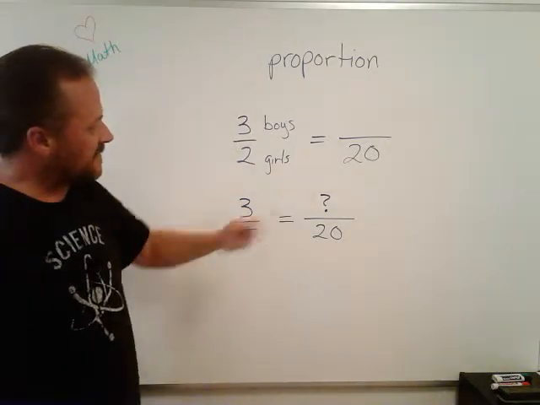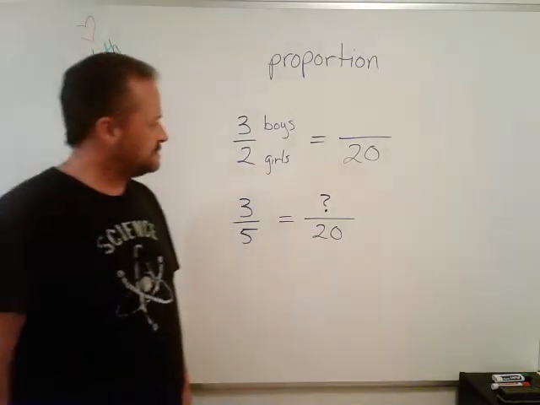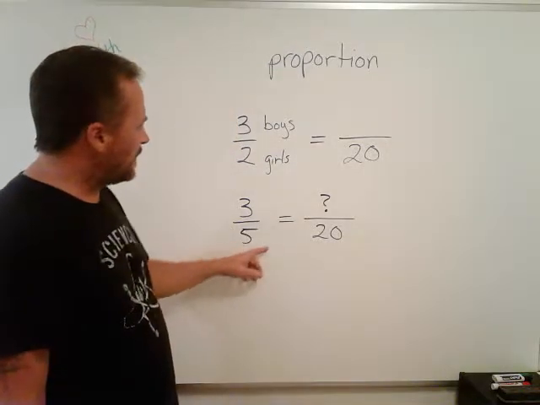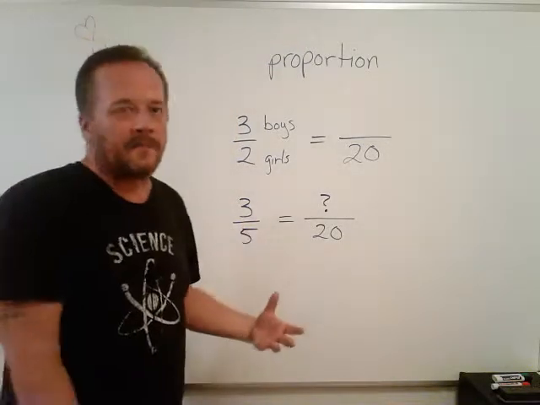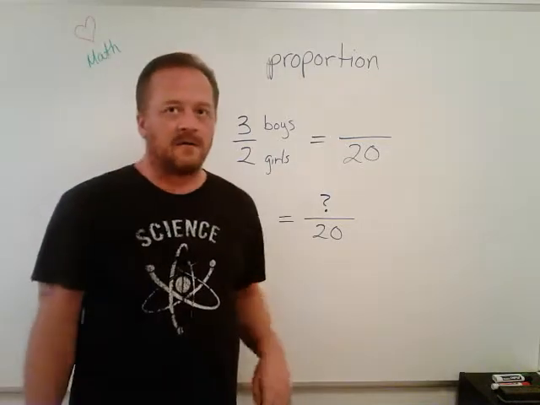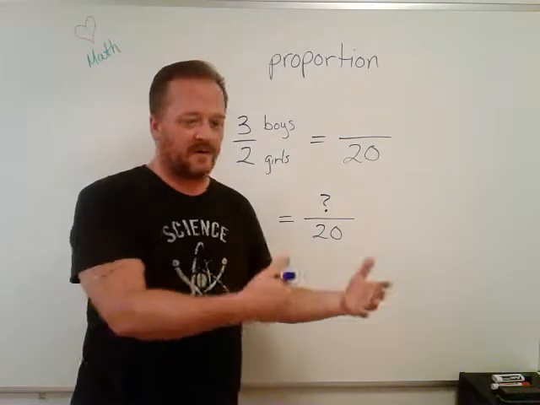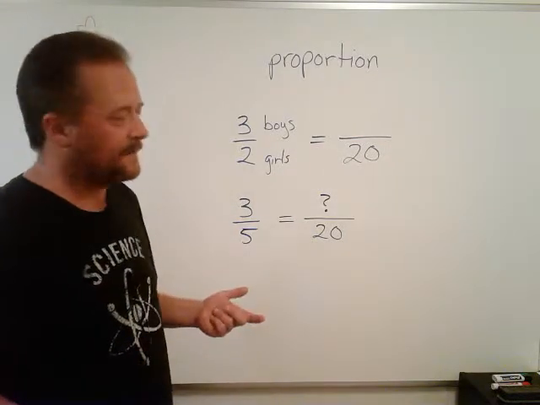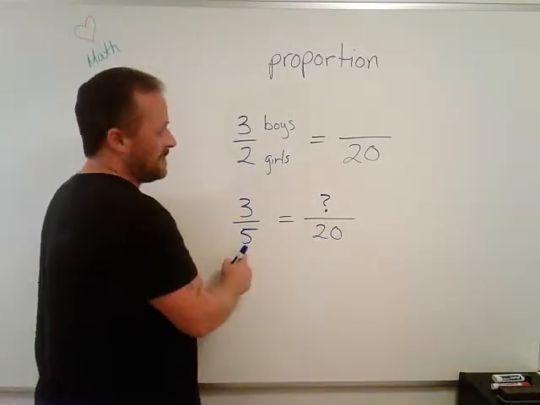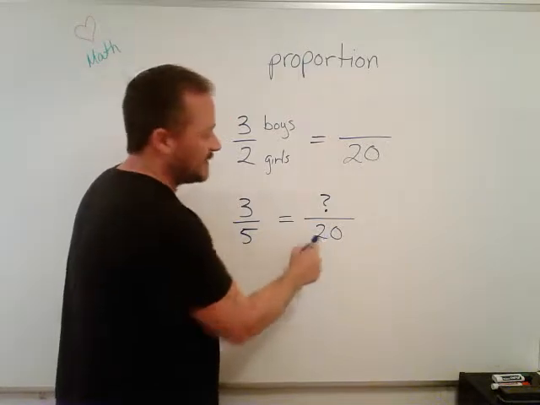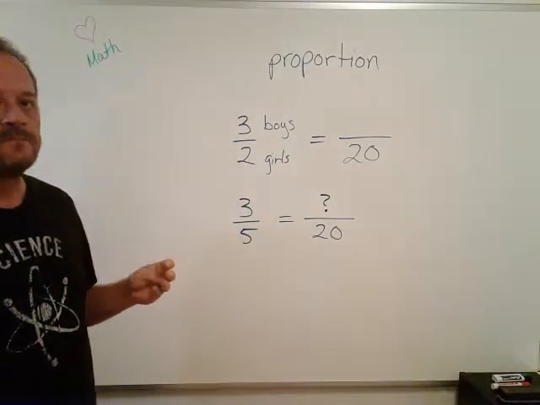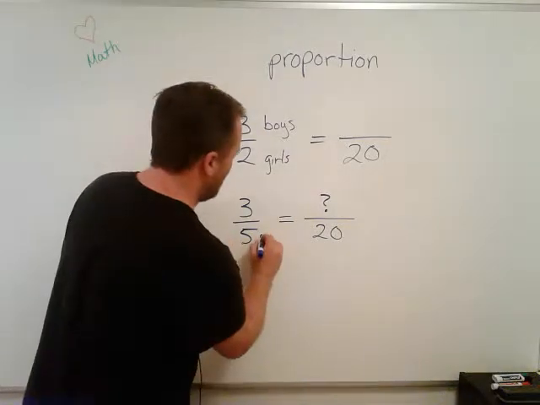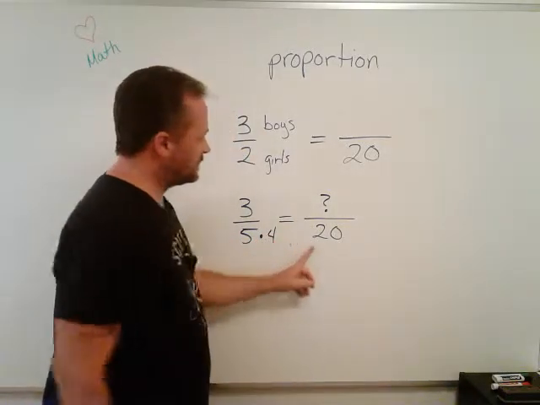How do I find that missing number? Well, I think the easiest way that I can think of is to say, okay, what did I do down here? What happened in the bottom to go from 5 to 20? I went from 5 to 20, so I went from a smaller to a bigger number, which means I multiplied something, right? What do you multiply by 5 to get 20? 4. Is that what you got? 5 times 4 equals 20.